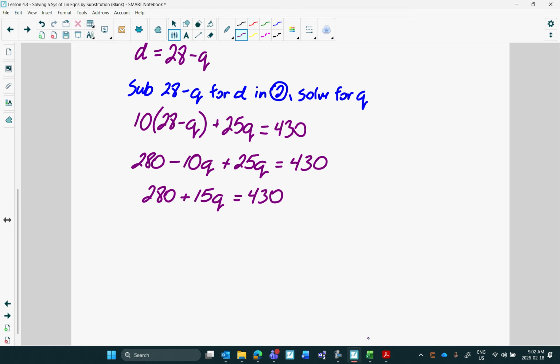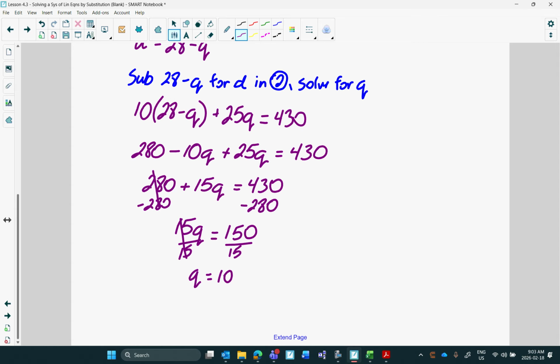Next. Subtract 280 from both sides. And I get 15Q is equal to 150. Divide both sides by 15. And I get Q is 10. So I found the number of quarters. There's 10 of them. Now I just have to find the number of dimes.